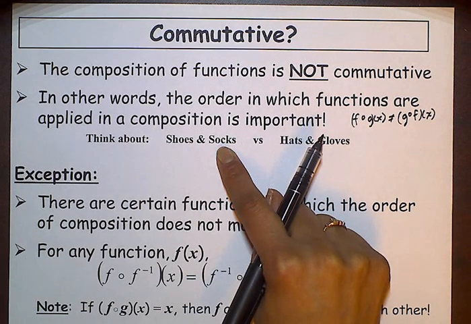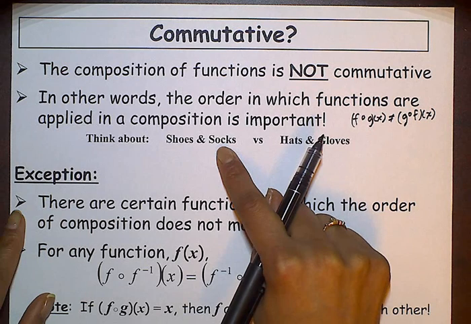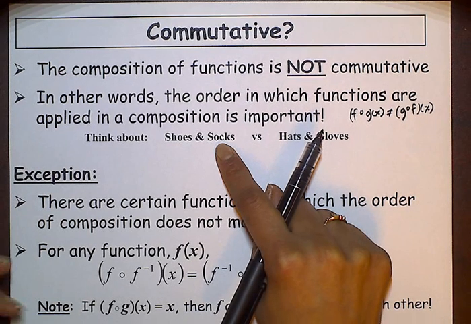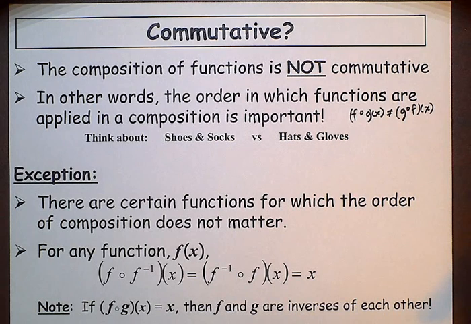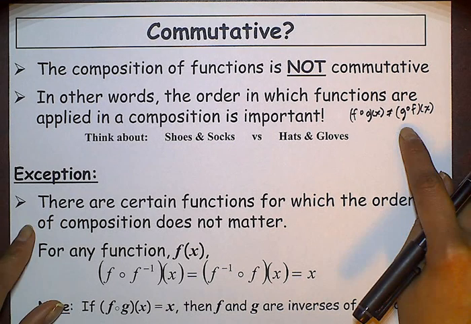Similarly, if you look at addition and multiplication, the order in which you apply addition and multiplication does not make a difference, but the order in which you subtract and divide does make a difference. So subtraction and division are not commutative functions. Similarly, composition of functions is not commutative because the order in which they are applied does make a difference.